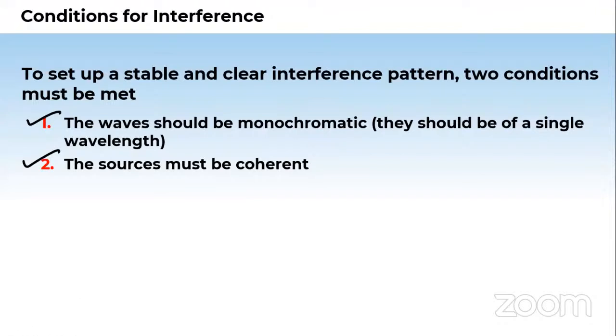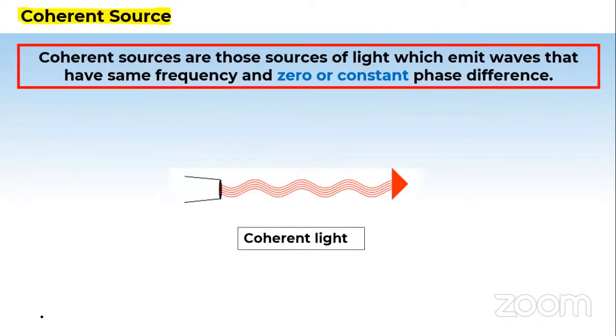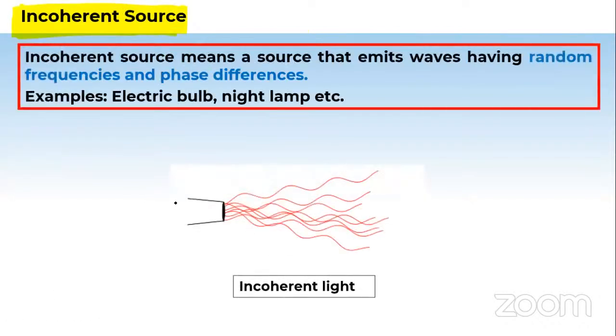We have seen two very important strict conditions so that we can observe the interference pattern. The first condition is that the waves must be monochromatic. It must have a single wavelength, and the sources are coherent. Then we understood the difference between coherent and incoherent sources. Just by picture, we can guess back all the theory.